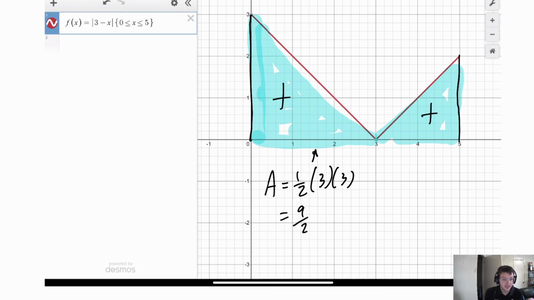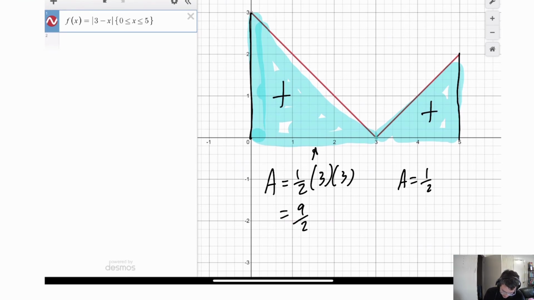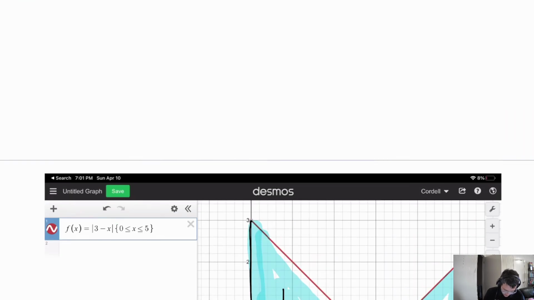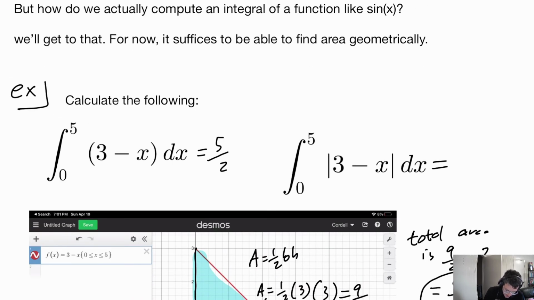The area of this left triangle is 9/2. The area of this right-hand triangle is positive 2. And so the total area is 9/2 plus 2, which is 13/2. So that means that this integral works out to be 13/2.